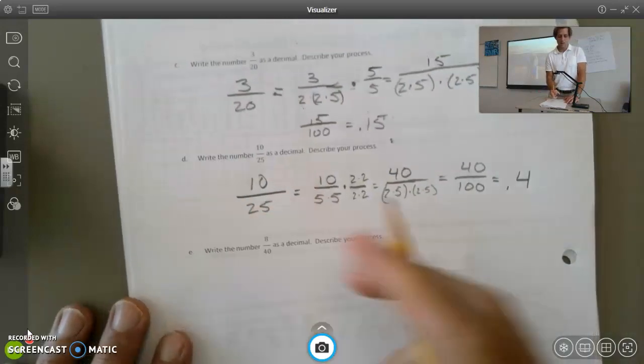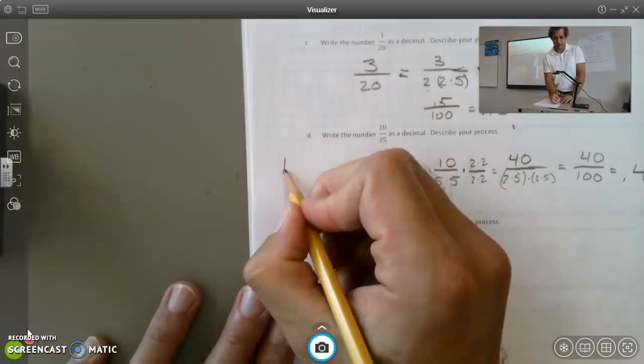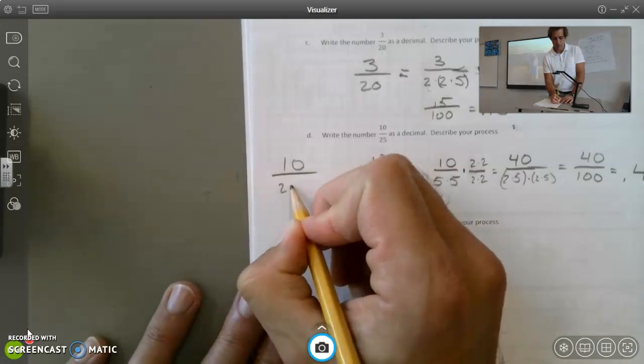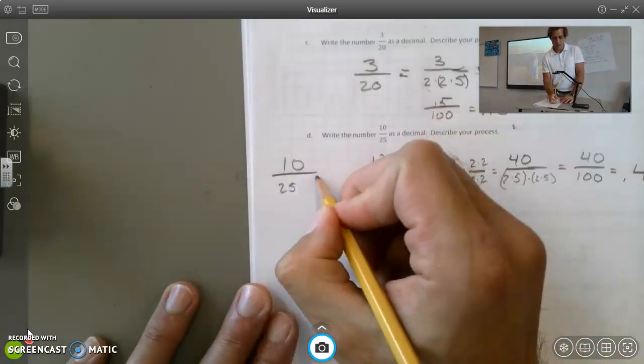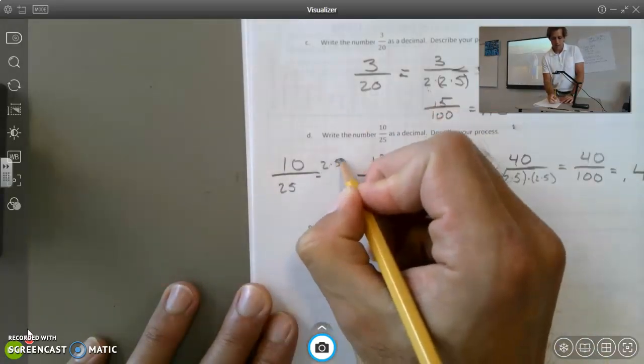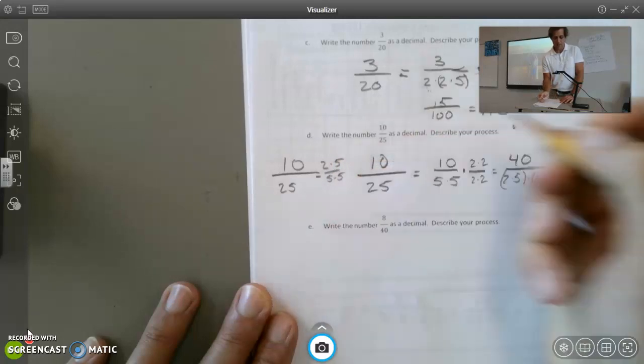Now we could have also taken this and simplified it. 10 over 25 is the same as 2 times 5 over 5 times 5.